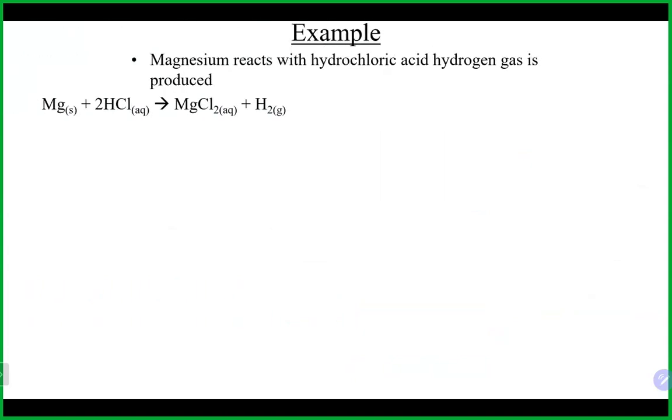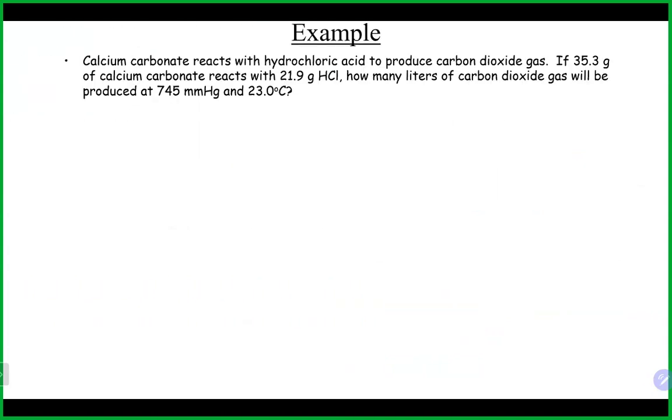All right. One last one here for good measure. Calcium carbonate reacts with hydrochloric acid to produce carbon dioxide gas. If 35.3 grams of calcium carbonate react with 21.9 grams of HCl, how many liters of carbon dioxide will you produce at 745 millimeters of mercury and 23 degrees Celsius? Let me give you some numbers that might be helpful here.